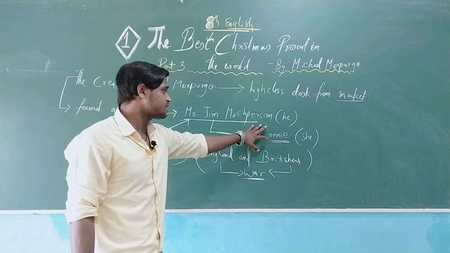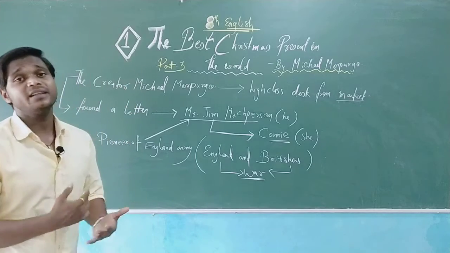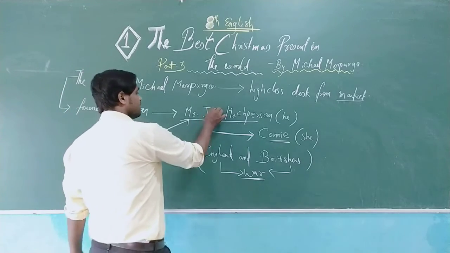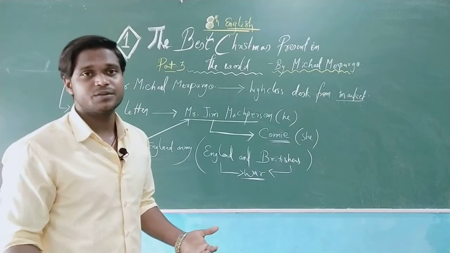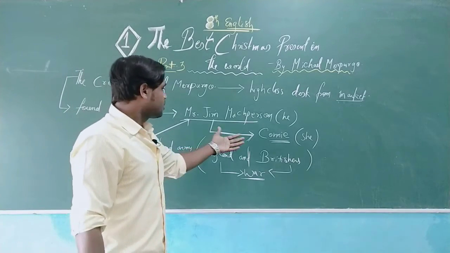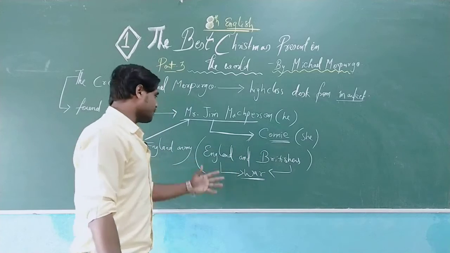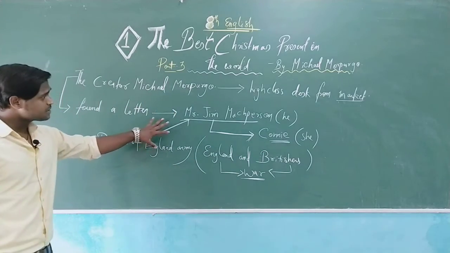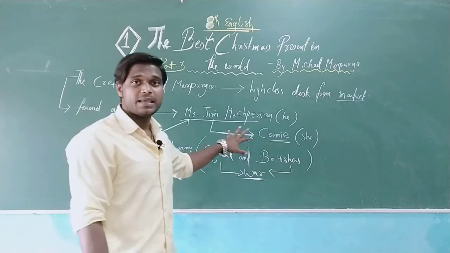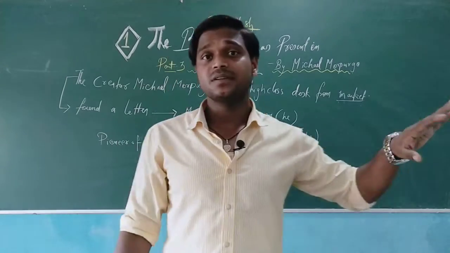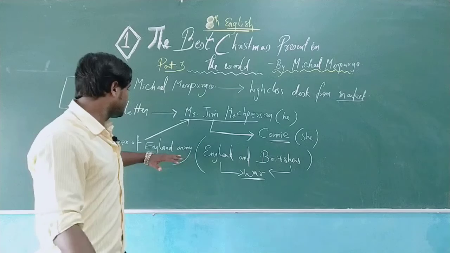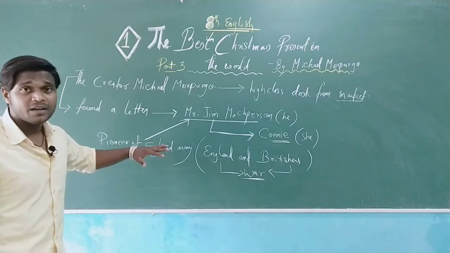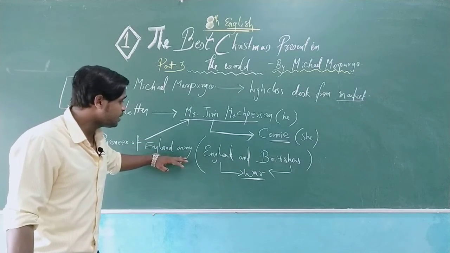So he's a male person inside the story. Now to whom is he writing the letter? He is writing the letter to Connie. She's a girl, or you can say a woman in the story. Now who is Mr. Jim McPherson? Let's know about that. Mr. McPherson is actually the pioneer of the England Army. He is the pioneer of the England Army.